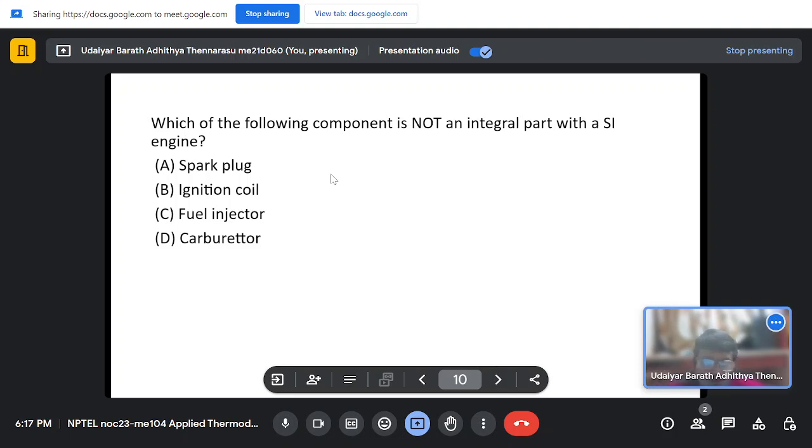Then it's a carburetor. Carburetor is a device used for mixing air and fuel. So D is required because in spark ignition engine you require the air which is coming in to contain fuel as well as air. So the mixture is produced in the carburetor, and it is provided to the internal combustion engine. So carburetor is also required. So the only component which is not an integral part is the fuel injector. So the answer is option C.